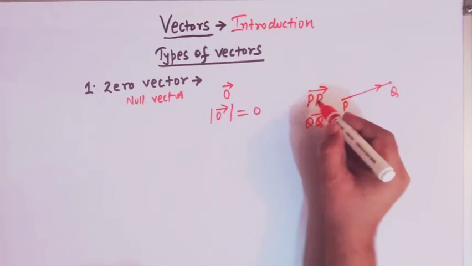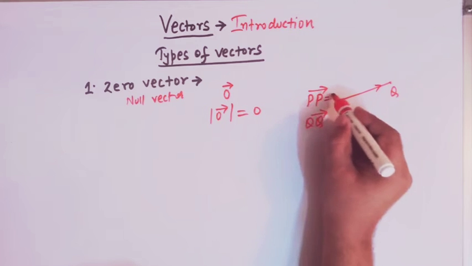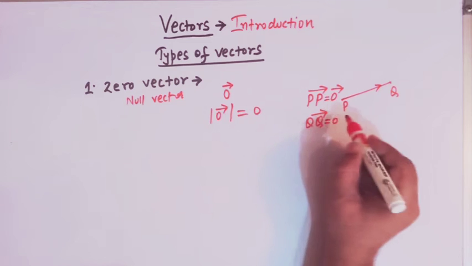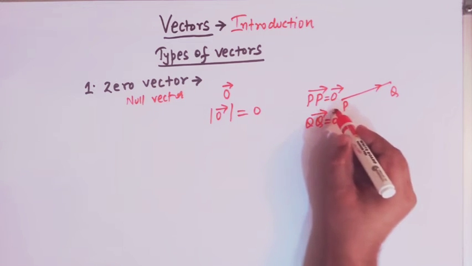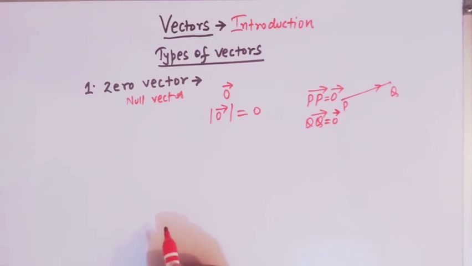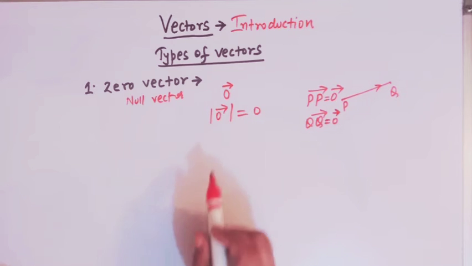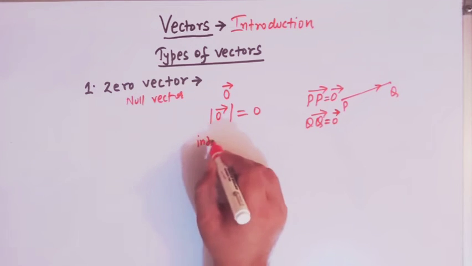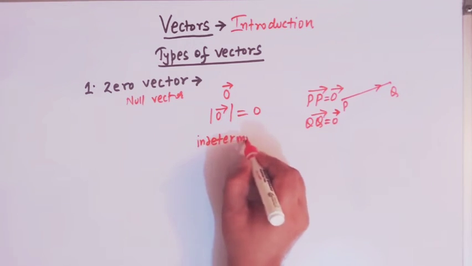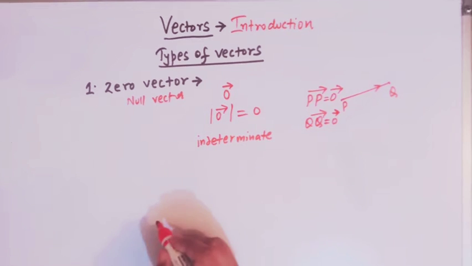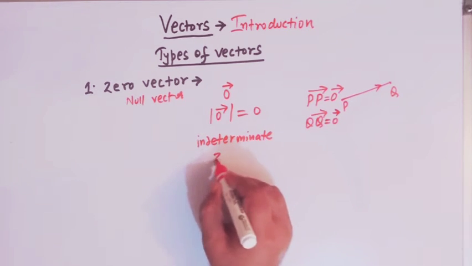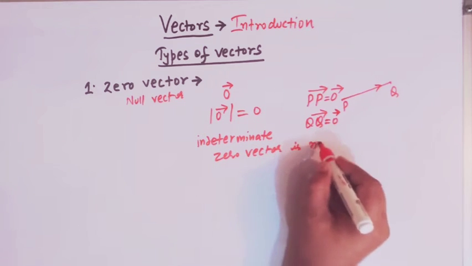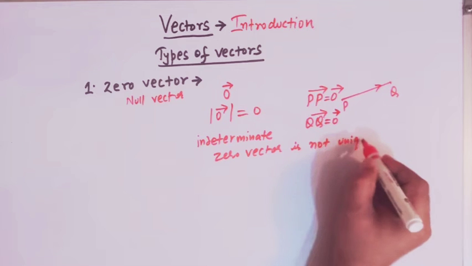So therefore we can write this vector PP as vector 0. Similarly here we can write 0 vector. Clear? So the zero vector cannot be assigned a definite direction. It means its direction is indeterminate. That is, zero vector is not unique.